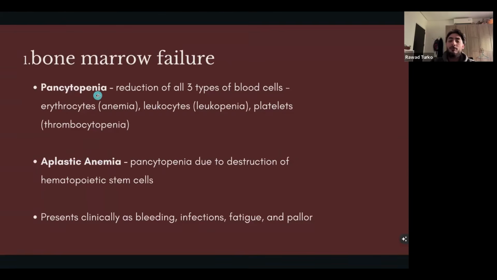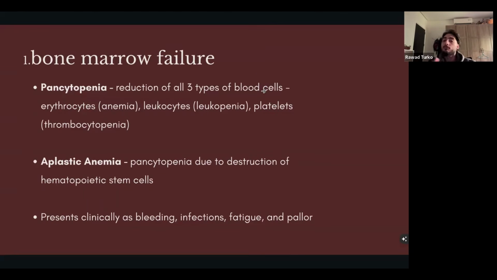So pancytopenia is a lab finding. Aplastic anemia is a type of pancytopenia that's due to a destruction of hematopoietic stem cells. And all of the clinical findings of pancytopenia are going to be related to the cell lines that are reduced. If we have reduced erythrocytes, we're going to have anemia. If we have reduced leukocytes, then we're going to be more prone to infection. So there are going to be recurrent infections, or infections that would otherwise be very mild could be very severe in this case. And platelets, we would have thrombocytopenia.